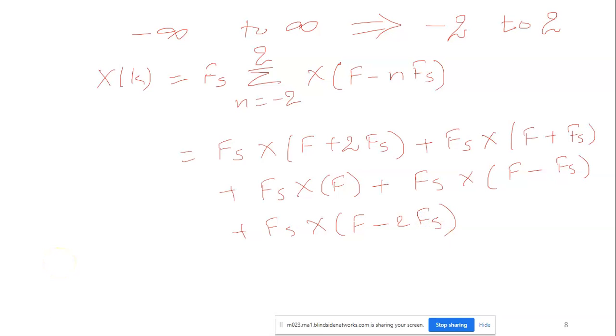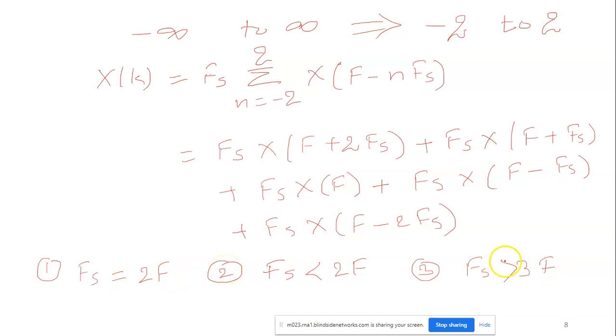Now in this we will have three cases. Okay, the first case is when fs is exactly equal to 2f. What is f? f is the frequency of my signal. Second case, when fs is less than 2f. And third case, when fs is greater than 2f. Sorry, this is not 3f, it is 2f. These two cases are very much interesting.